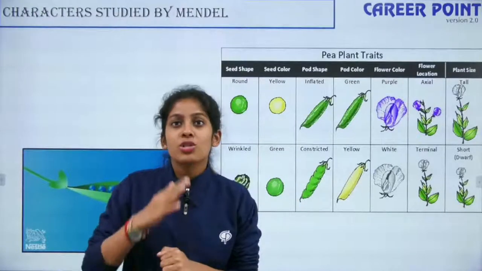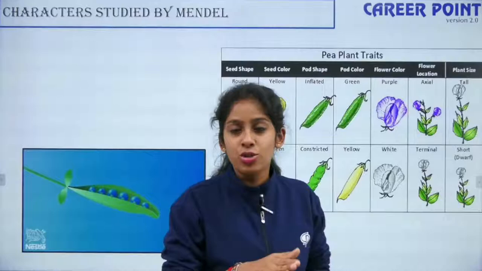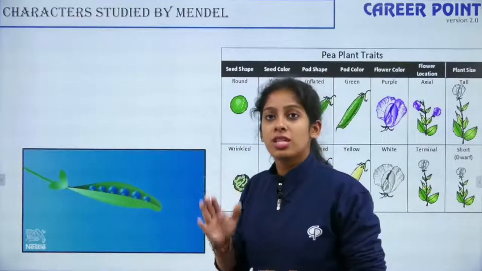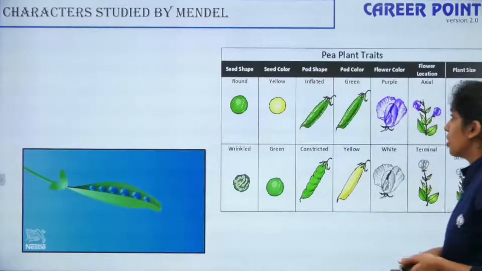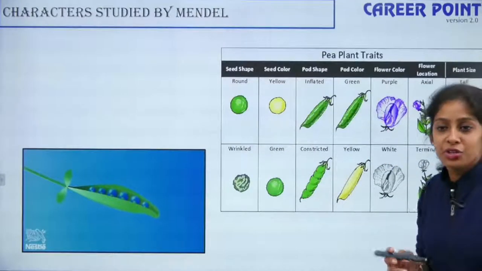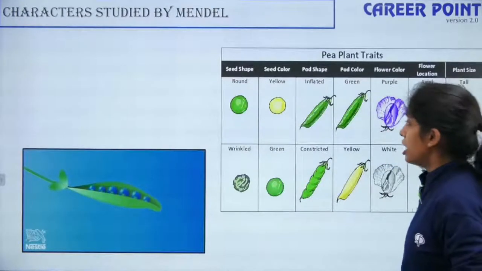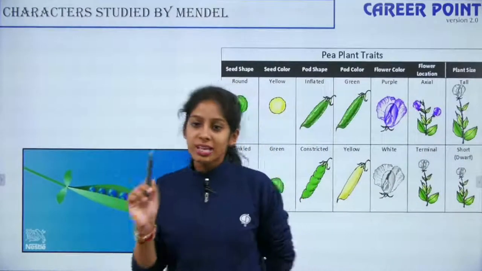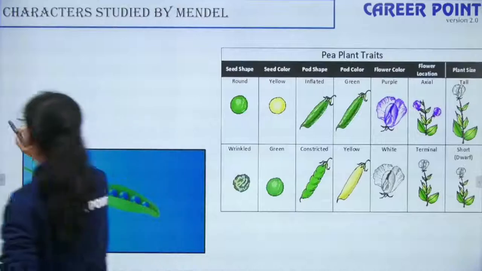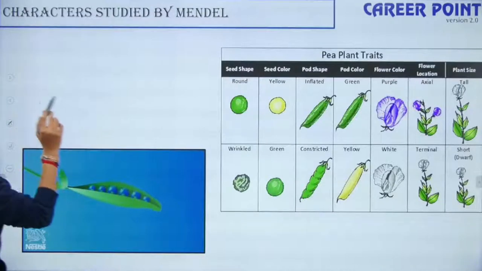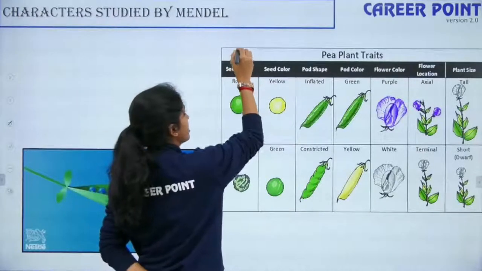So Mendel chose 7 characters and 14 traits for his experiment to study the discrete factor. So here are the characters and the traits chosen by Mendel. If you see, Mendel chose 7 characters, right? The first character is seed shape.